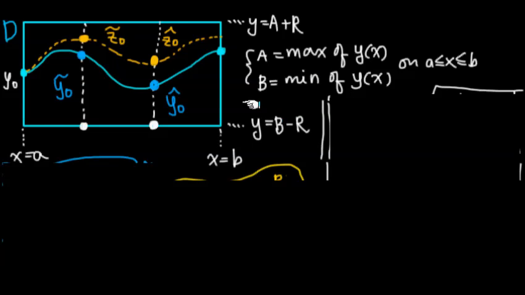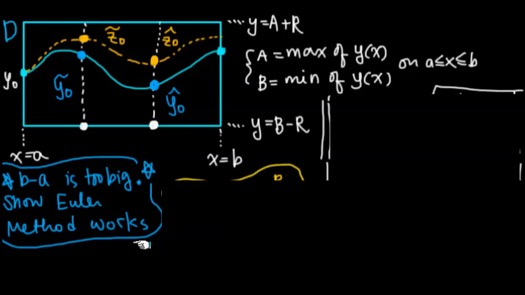And we have to consider this maximum and minimum value, and here they are. Well, before we do that, I think it's better to say this one first. For B minus A, there will be absolutely no condition on how small B minus A should be, and so on. So we can assume the situation where B minus A is too big to be considered as a special case. Especially for that case, we want to show that our Euler method works.